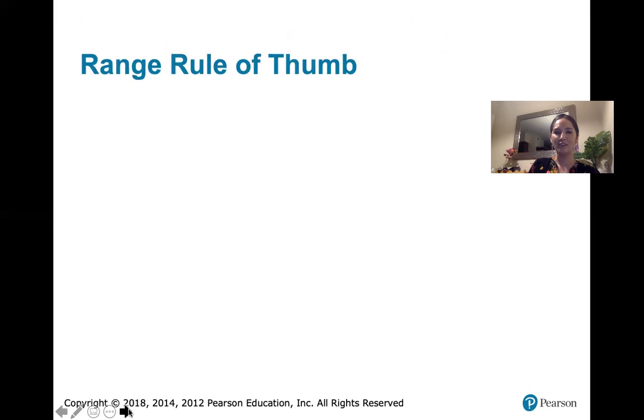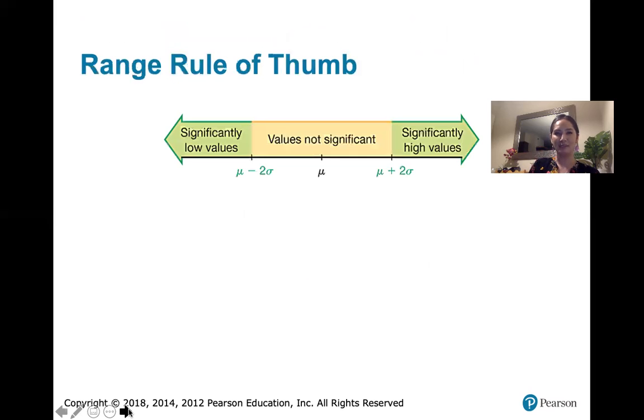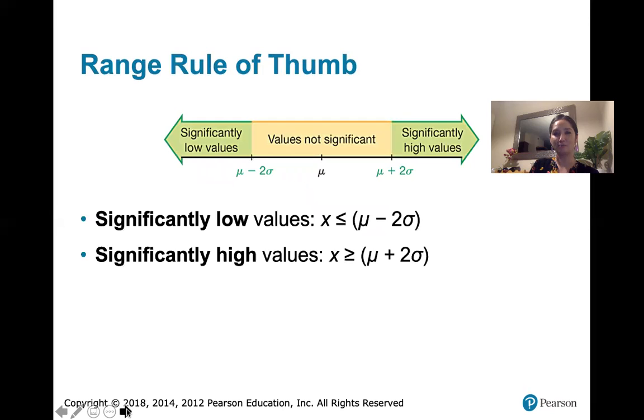Now, recall the range rule of thumb. We've talked about this many times. We say that if a value is within 2 standard deviations of the mean, we're going to say that those values are not significant. They're sort of typical. And any value that is more than 2 standard deviations above the mean, we're going to call significantly high. And any value that is more than 2 standard deviations below the mean, we're going to call significantly low.